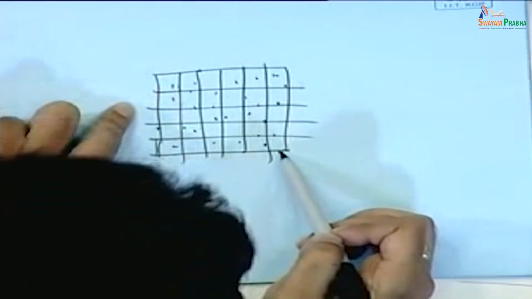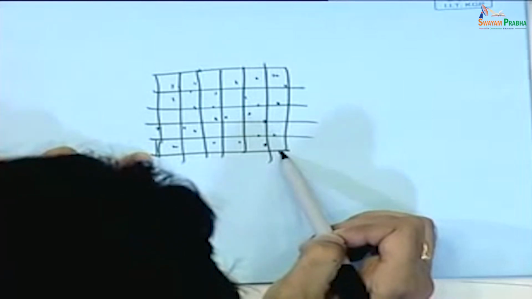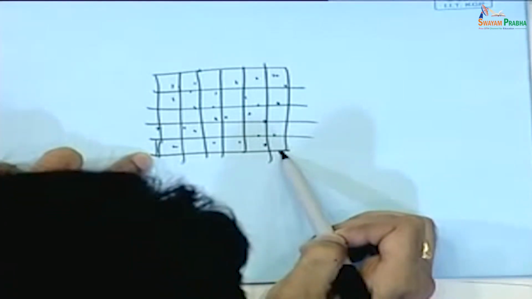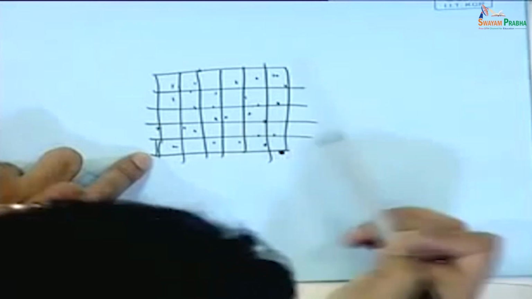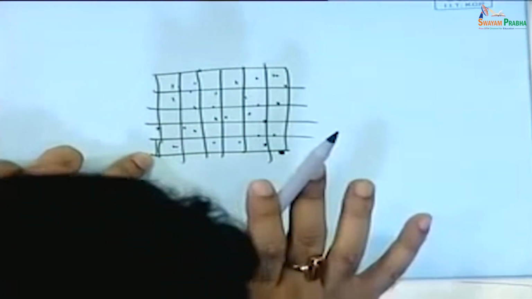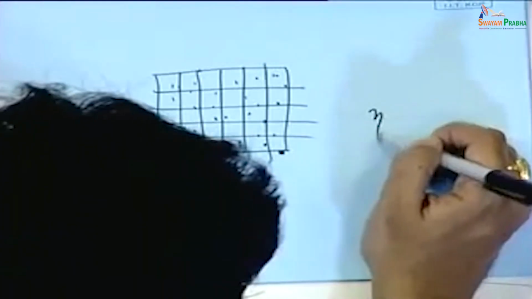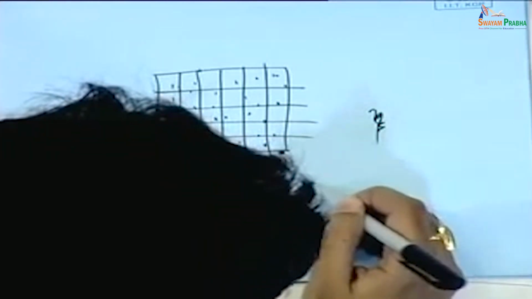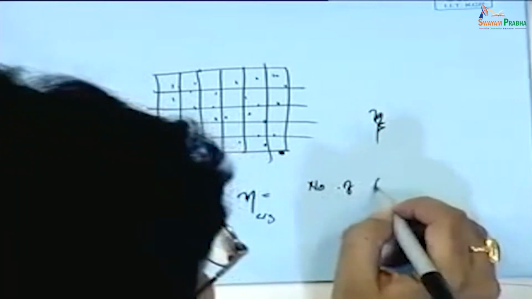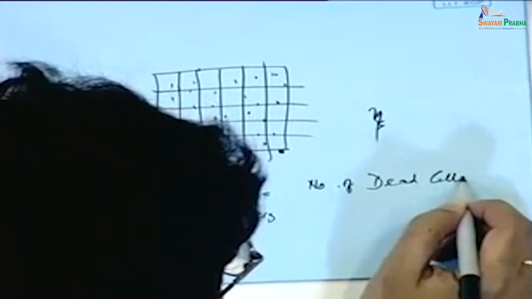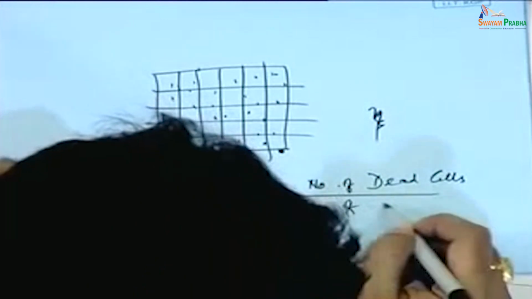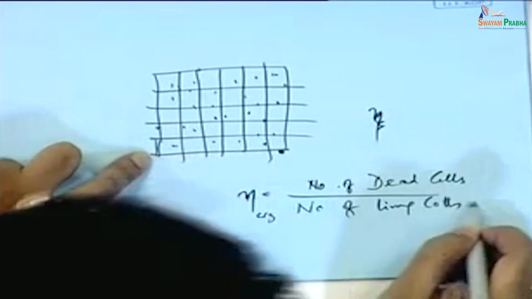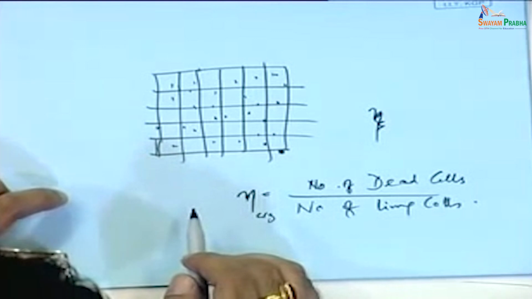Okay, so first you have to count the total number of cells, and then you have to count the number of living cells or the number of dead cells, whichever. People typically count the dead cells. So the total number of cells and the number of dead cells. Then you will have an average fraction, say n average is number of dead cells over number of living cells. Okay, so you will have an average for the sample.